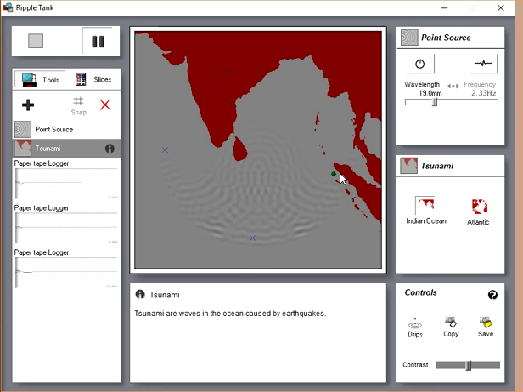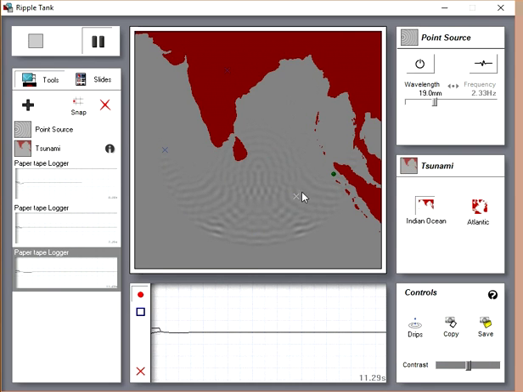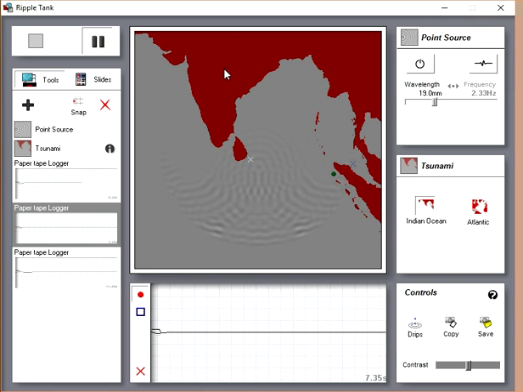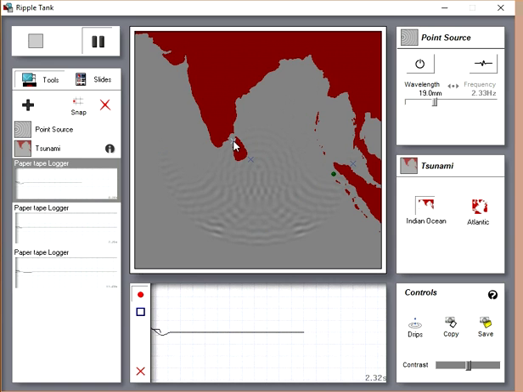You can do a similar thing with tsunamis. You can investigate whether certain areas are more sheltered or more exposed than others.